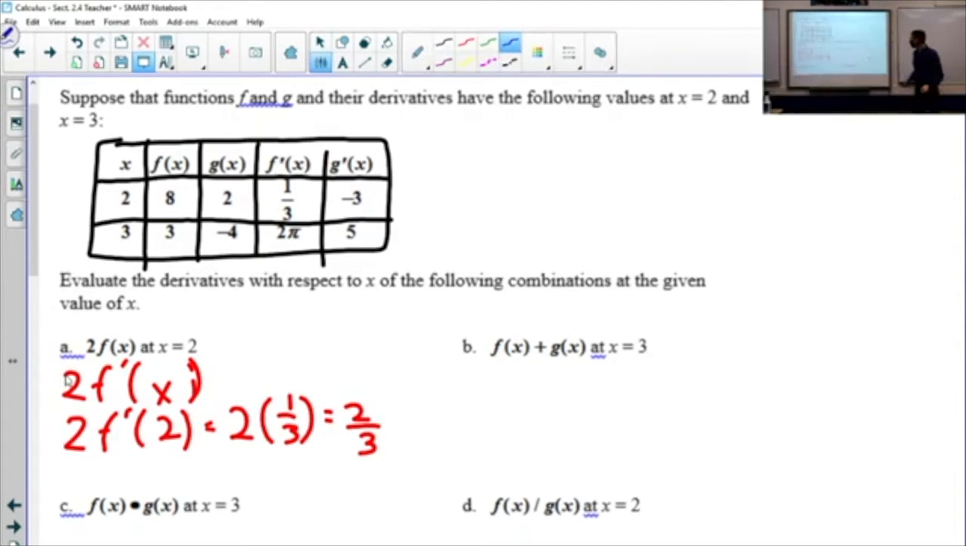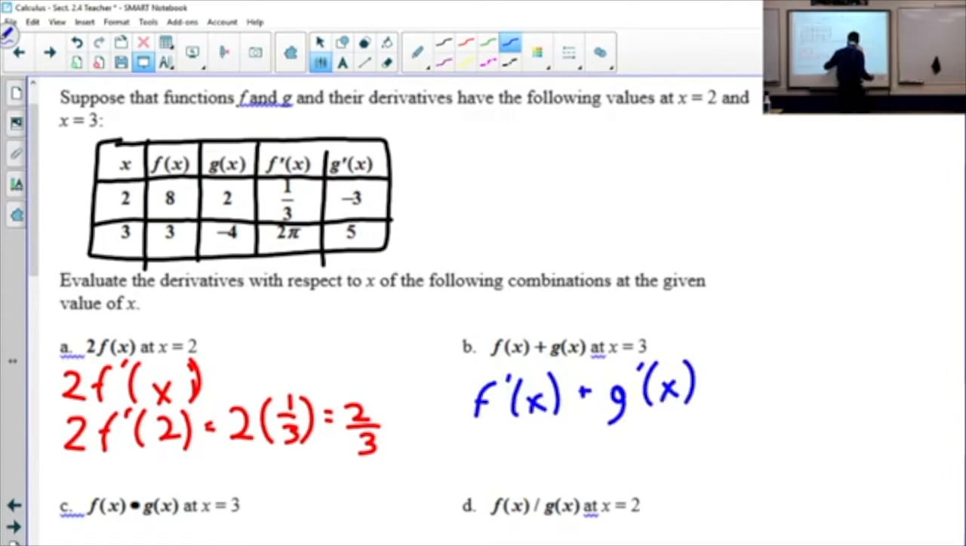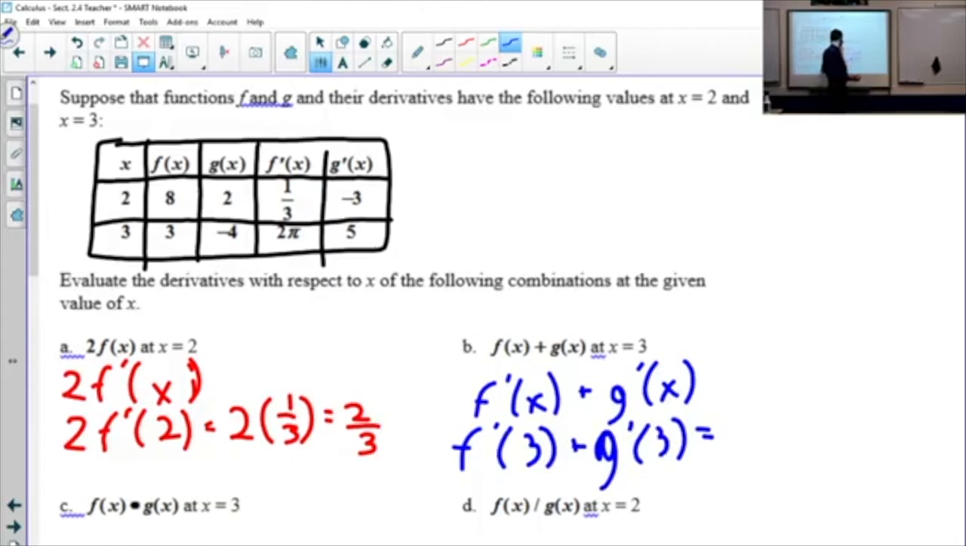Then I want f of x plus g of x at x equals 3. Well, the derivative of f of x plus g of x is f prime of x plus g prime of x. And so I want f prime of 3 plus g prime of 3. That's going to be f prime of 3 is 2 pi plus g prime of 3 is 5.